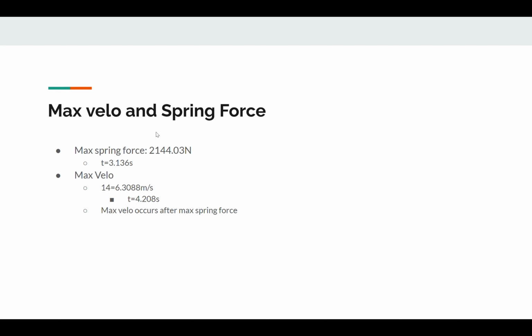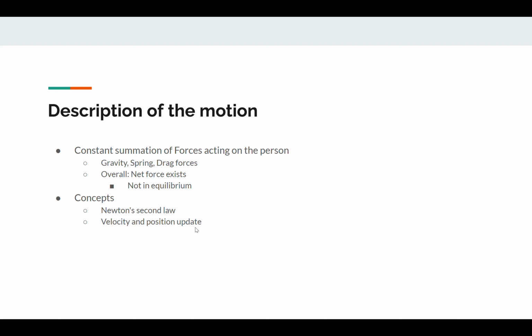The maximum velocity is 6.3088 meters per second. No, it's 16.088 meters per second, I think. And then the max spring force is 2144 newtons at those times. The motion, right? It's a constant summation of the forces acting on the person: gravity, spring, and drag. And a net force does exist.